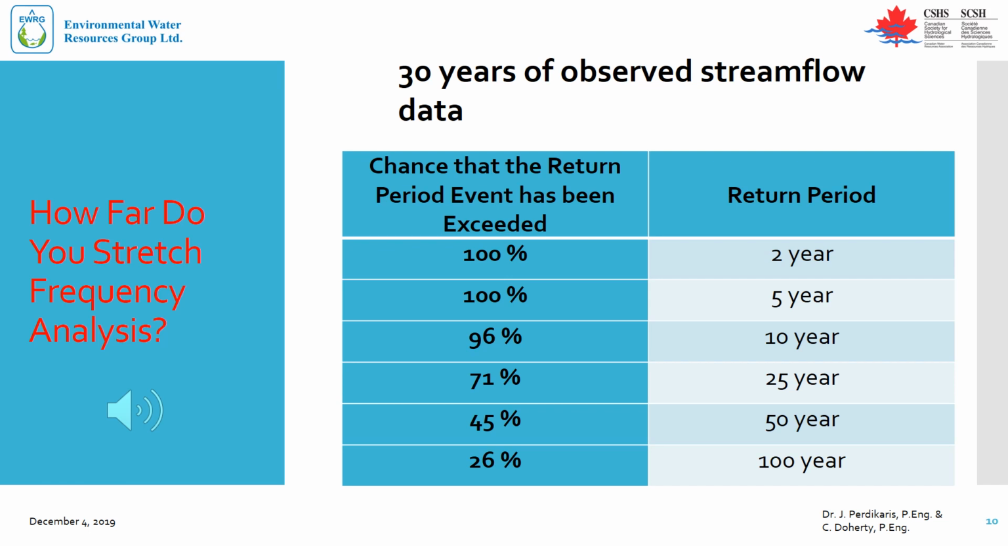But if you come back and look at risk analysis and ask, what are the chances that my 2-year return period has occurred within a 30-year period? That's about 100%. Same with a 5-year. You're pretty much guaranteed that you've seen a 5-year flood within 30 years of record. When we get out to 10 years, it drops to about 96%. At 25 years, we're down to 70%. At the 50-year mark, you're down to 45%. And at 100 years, you're down to 26%. If you carry it a little farther, at 350 years it's 8%, and at 1,000 years it drops to 3%.